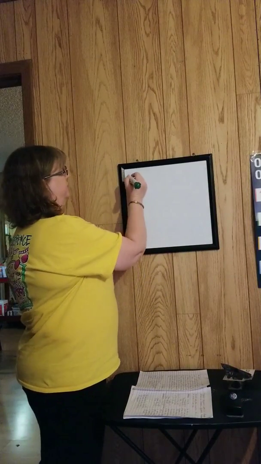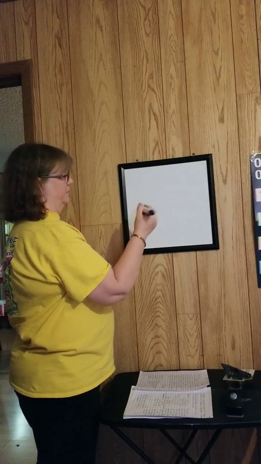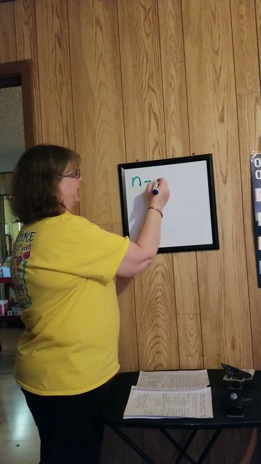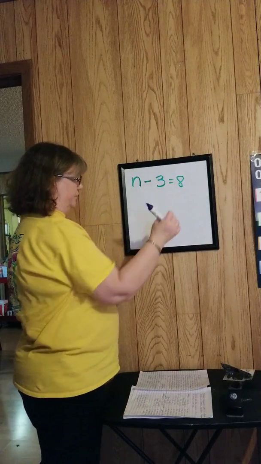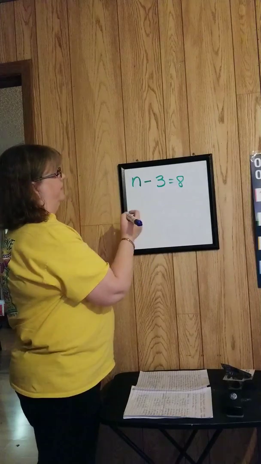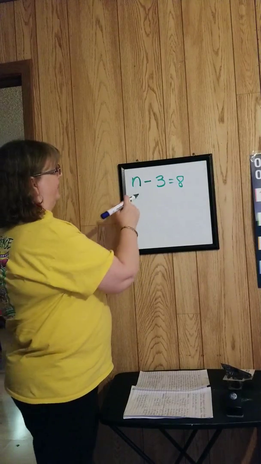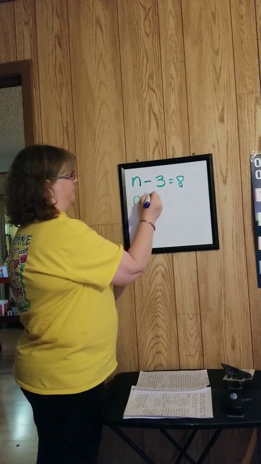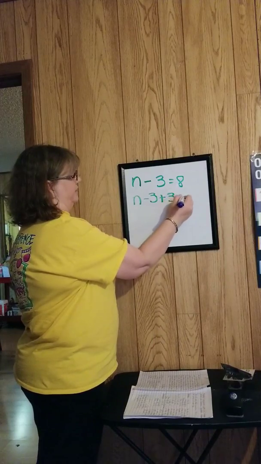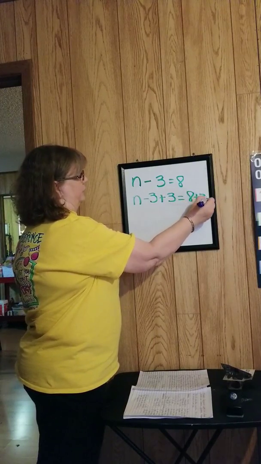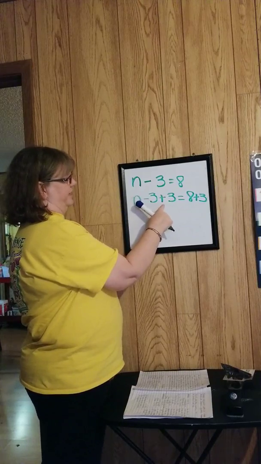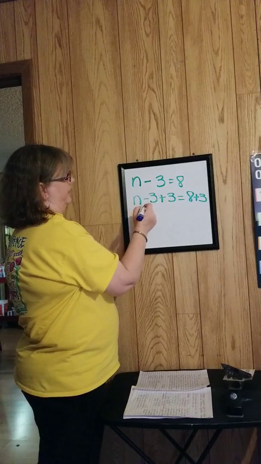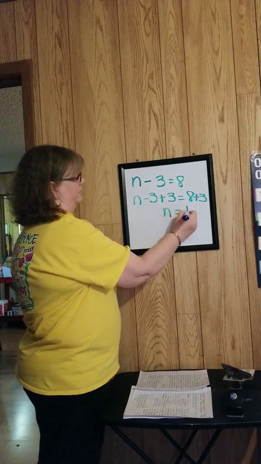Now subtraction, I'll switch markers. n minus 3 equals 8. All right, remember we did the inverse, so we have to do the opposite of subtraction, which is addition. So n minus 3 plus 3 is going to equal 8 plus 3. Whatever we do on this side, we have to do on this side to keep them equal. So when we add and subtract that, we're going to have n equals 11.